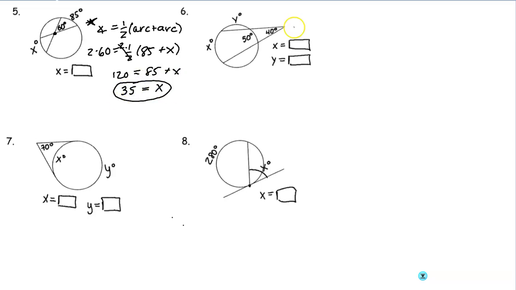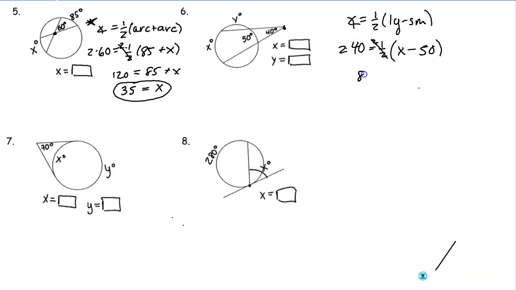And y, my angle's outside of the circle. So start with your formula. I've got 1/2 large minus small. And my angle is 40, and my large arc is x, and my small arc is 50. So then I've got, let's see, multiply by 2 to get rid of the 1/2. I got 80. I'm adding 50, careful. So I get 130 for x.